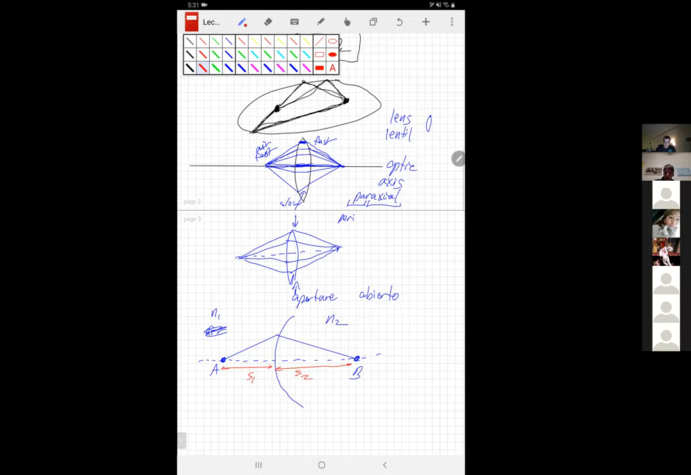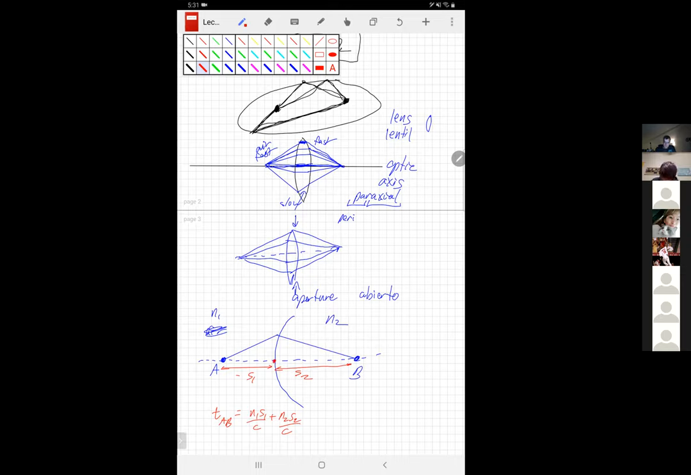And so we know that any ray that's going to go from point A to point B, the time going from A to B must be N1 S1 over C plus N2 S2 over C, because it's this distance S1 divided by C over N plus this distance S2 divided by C over N. And dividing by 1 over N is the same as multiplying by N.